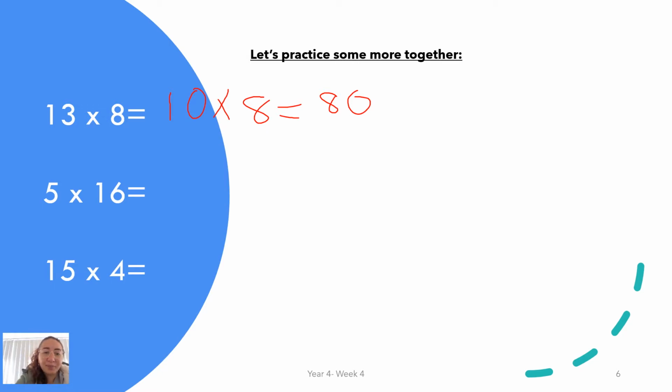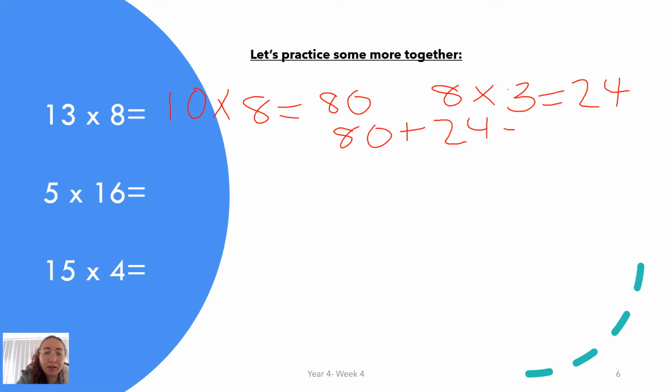Then we've done the 10 by the 8. Now we are doing 8 multiplied by the 3, which equals 24. And of course, we've got to add these two answers together. So 80 plus 24 equals 104. So as you can see, I've used my known fact to solve this multiplication question. You would be doing the same, and you will have to show your working out.